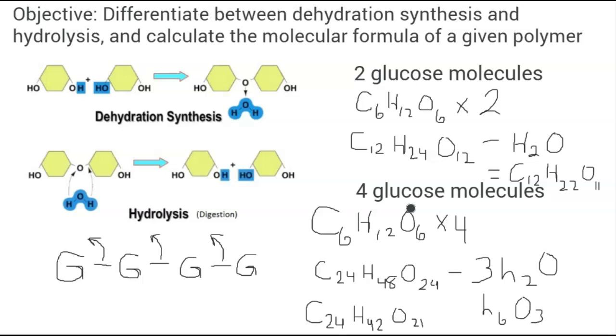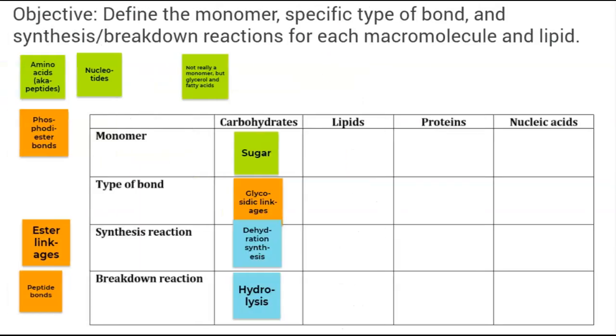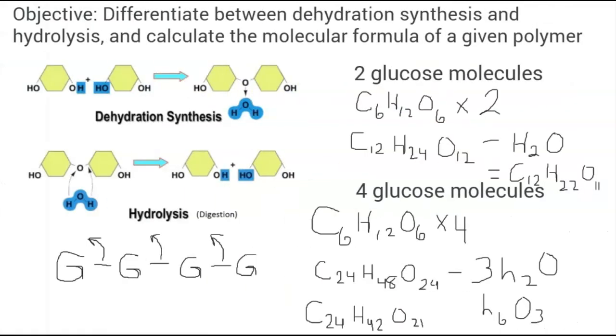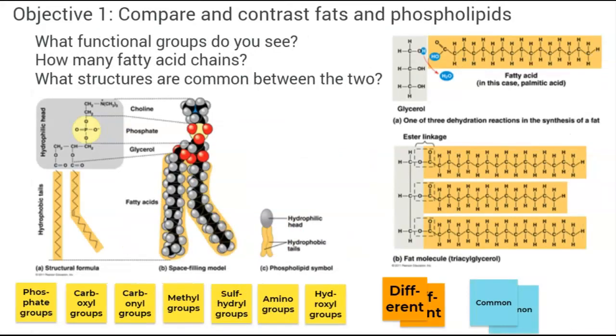So now that we've looked at the carbohydrates and how we form a bond, one of the things I want you to pay attention to and notice as we go through these other ones, the lipids, the proteins, and the nucleic acids, is what type of monomer there is and what type of bond is between those monomers. And just as a spoiler alert, the synthesis reactions are all the same and the hydrolysis reactions are all the same.